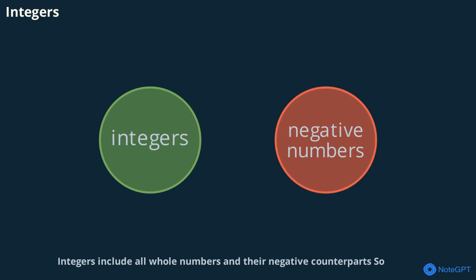Integers include all whole numbers and their negative counterparts. So integers are -3, -2, -1, 0, 1, 2, 3. Integers are used to represent quantities that can go below zero, like temperatures or bank balances.